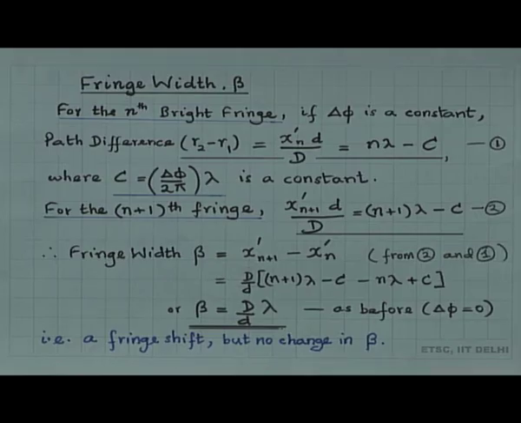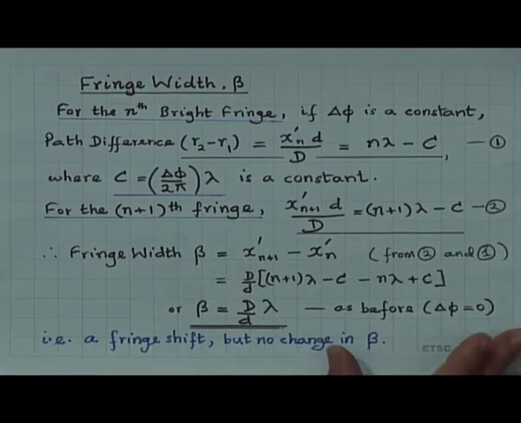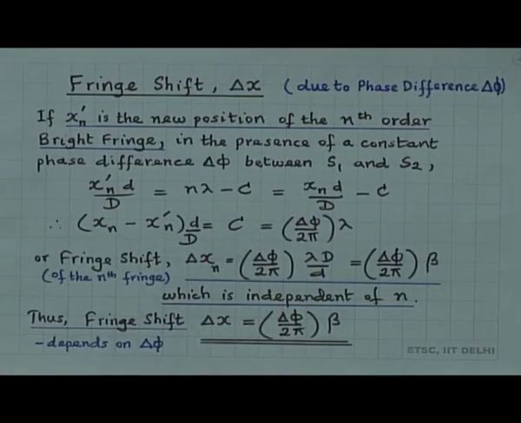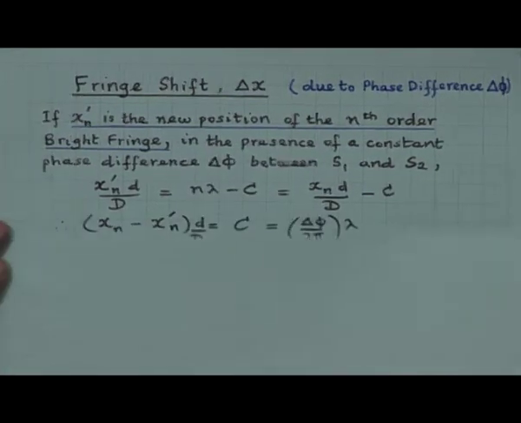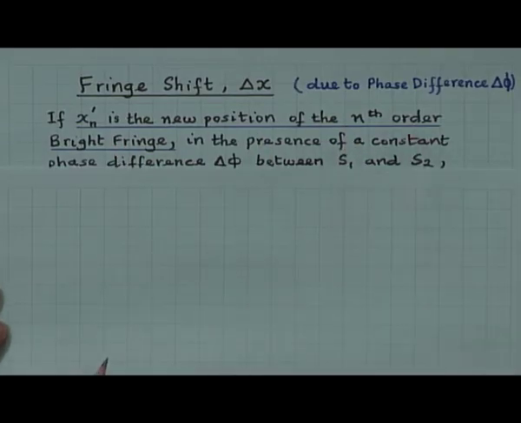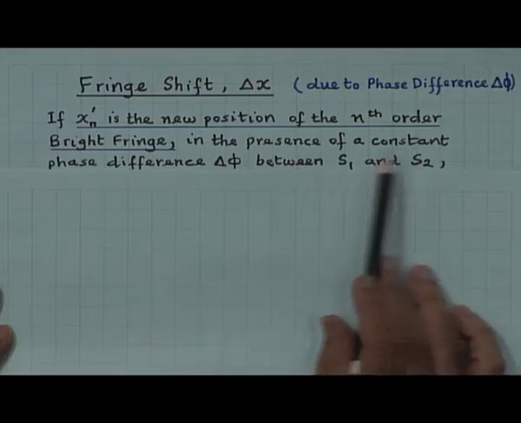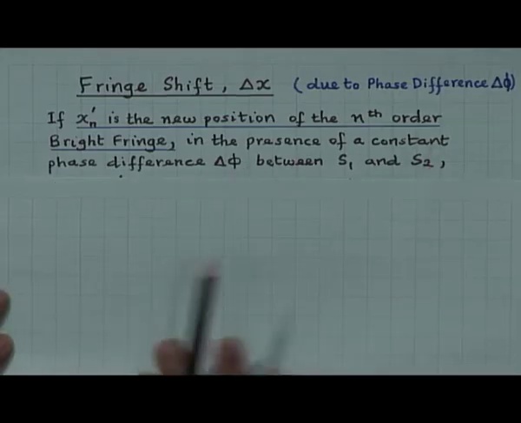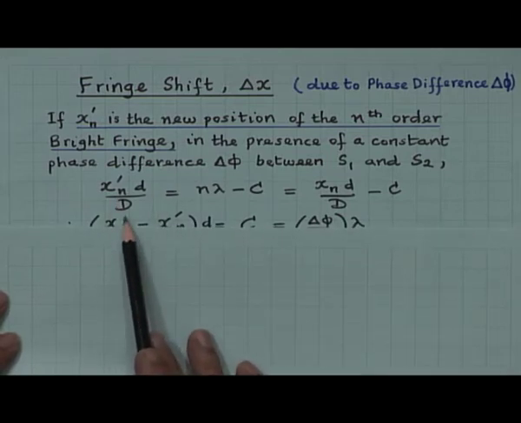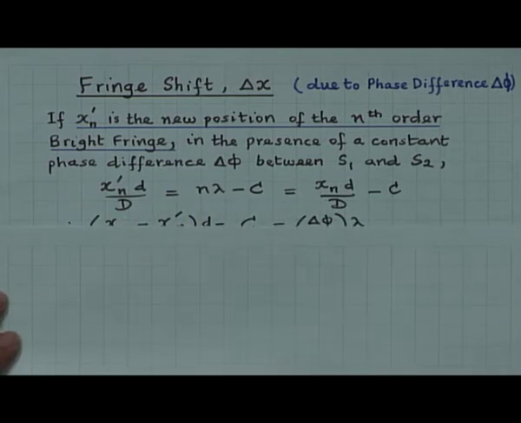So, what does this mean? Let us calculate first the fringe shift, beta, in terms of the geometry. So, let me calculate the fringe shift. Therefore, the fringe shift is given by x n dash, the new position of the nth order bright fringe in the presence of a constant phase difference delta phi between S1 and S2. So, x n dash into d by D is equal to this condition.